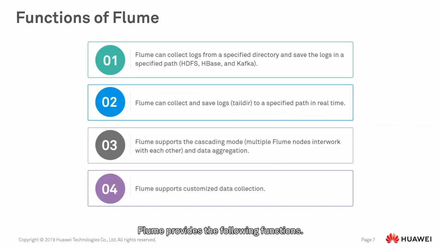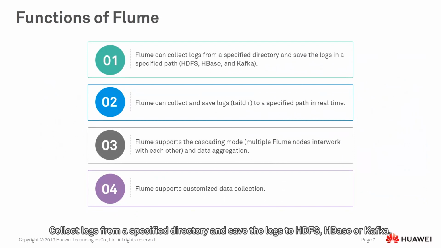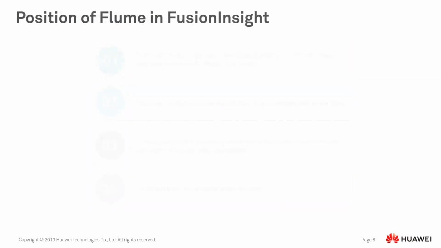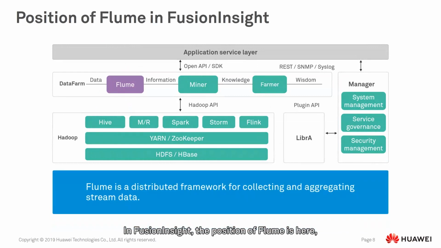Flume provides the following functions: collect logs from a specified directory and save the logs to HDFS, HBase, or Kafka. Also, Flume can collect and save logs to a specified path in real time. Flume supports the cascading mode, which means multiple Flume nodes interwork with each other for aggregating data. Besides, users can customize the data collection. In Fusion Insight, the position of Flume is here, which is a distributed framework for collecting and aggregating data.